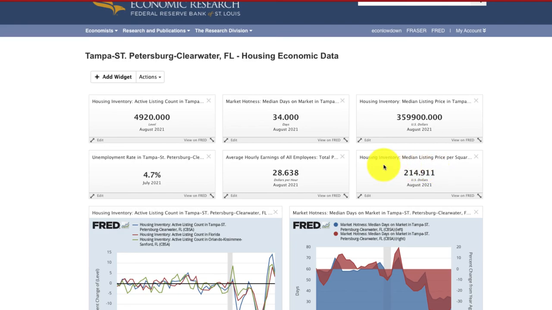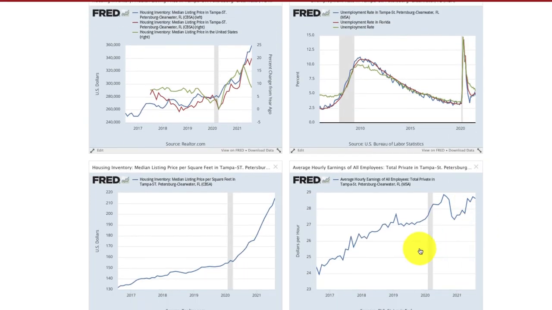Then we could also look at housing inventory by square foot. And we could see here that for Tampa, it's really increased. Again, I should really try to bring in other stats to see if it's relative. I see a huge jump, but is it like that across all markets in Florida or across the United States? That's something that's really interesting.